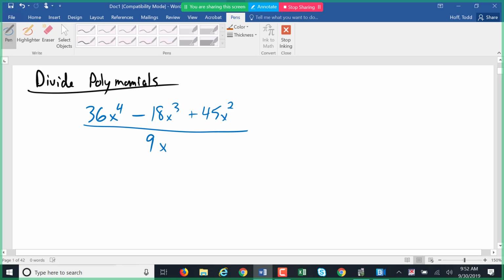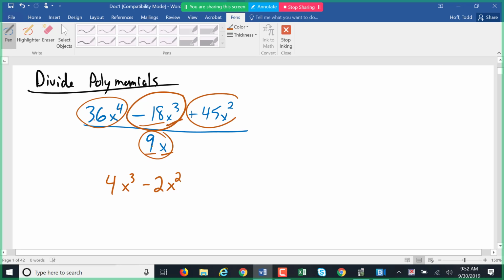And to do that, we just went term by term. 36x to the fourth divided by 9x. 36 divided by 9 is 4. X to the fourth divided by x was x to the third. The next term, -18x to the third divided by 9x. We divided the counts. -18 divided by 9 is -2. X to the third divided by x is x squared. And then the final term, 45x squared divided by 9x. 45 divided by 9 is +5. X squared divided by x is x.